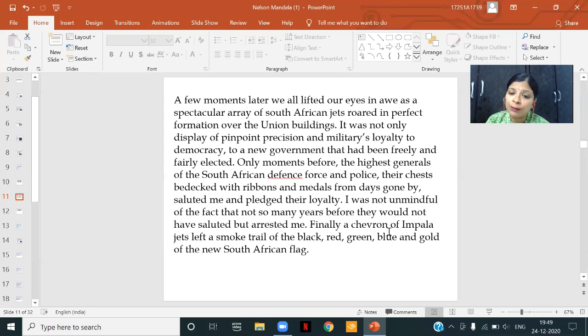Finally, a chevron of Impala jets. Chevron means a V shaped formation of Impala jets left a smoke trail. Trail is nothing but, children, leaving behind long lines of what? Black, red, green, blue, gold, colors of the South African flag. So these jets were forming various formations in the sky by leaving smoke of black, red, green, and gold color, all these colors of the South African flag in the sky, and they were forming the national flag in the sky. So it was probably a spectacular sight to witness.